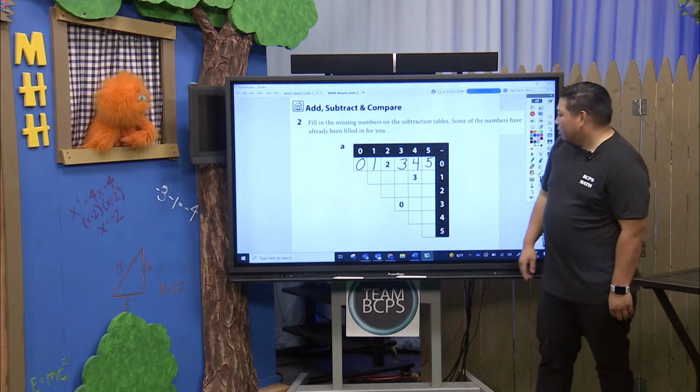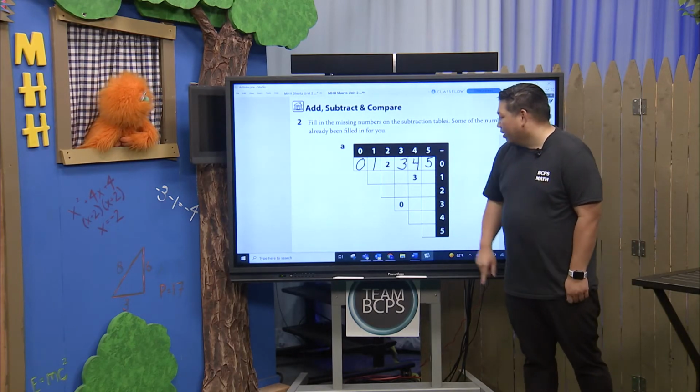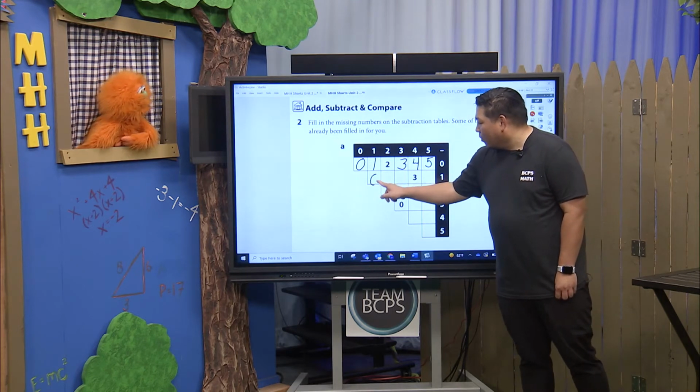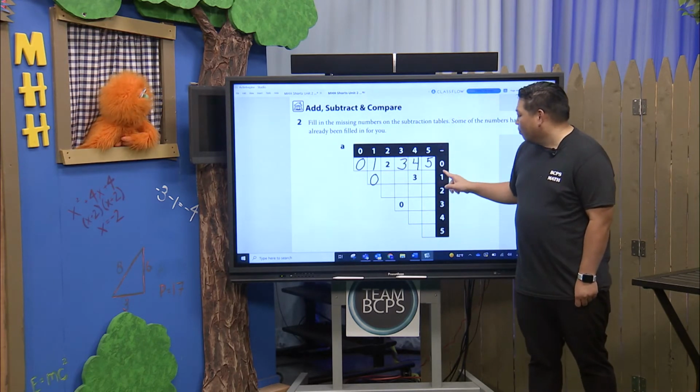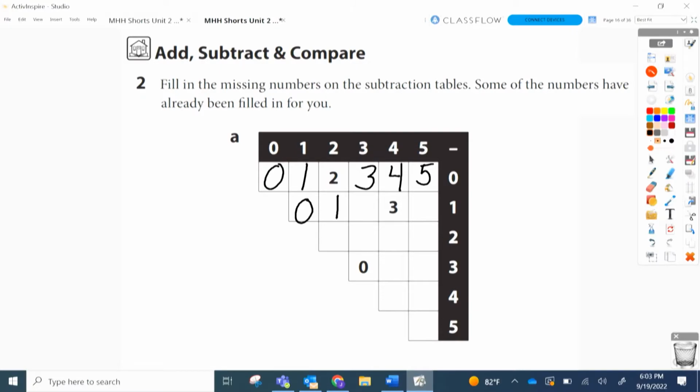All right. So we have 1 minus 1. 0. What if we have 2 minus 1? Then you got 1. 3 minus 1. 2. 4 minus 1. That's 3. And 5 minus 1. 4.